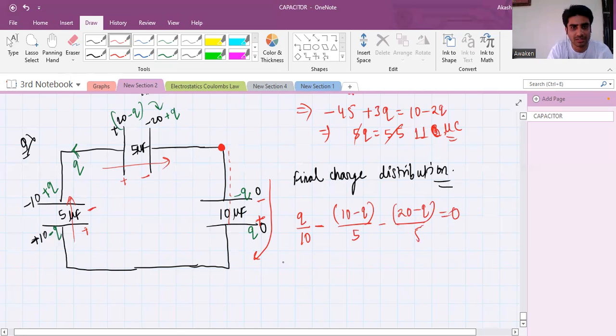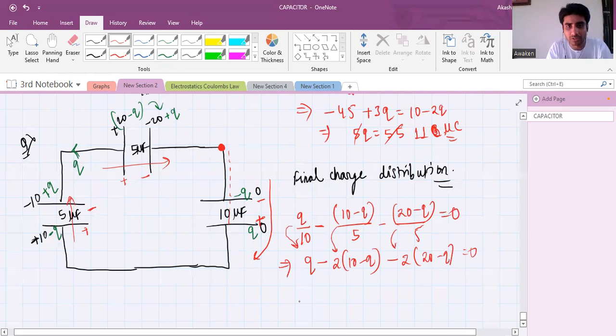How will you solve? See, LCM is 10. So multiply by 10 to both the sides. When I multiply this by 10, it will remain Q minus. If I multiply this part, 2 into 10 minus Q, multiplied by 10, so minus again into 20 minus Q, equals 0. Yes or no? You all can solve your own now.